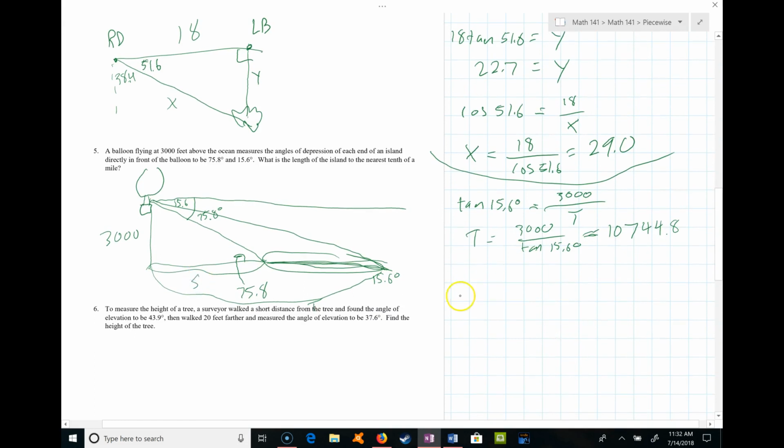So then we're going to do the same idea, only to find the shorter side. We'll call it S for short side. So tangent of this time 75.8 degrees is equal to 3,000 divided by the short side, which means the short side is going to be equal to 3,000 divided by tangent of 75.8. And throw that in our calculator, 3,000 divided by tangent of 75.8. And we get 759.1.